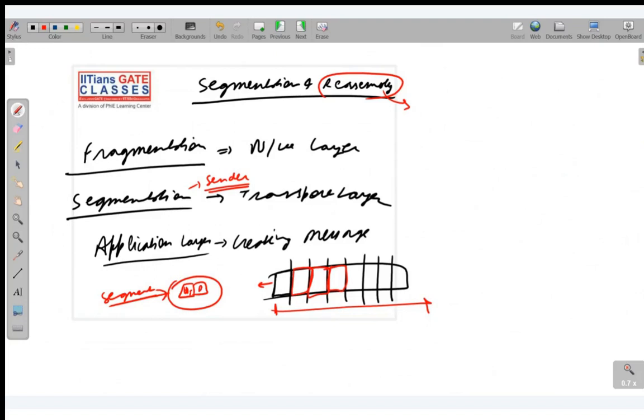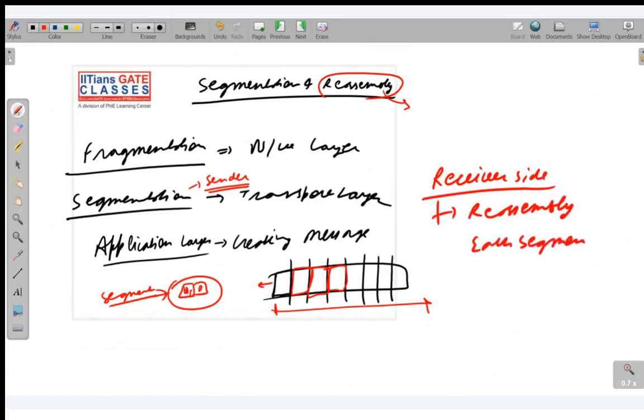So segmentation is done at the sender side, and reassembly is done at the receiver side. How is reassembly done? Each segment has a segment number. From that number, the receiver will know this is the first segment, this is the second segment, this is the third segment, and so on. It will combine them and do reassembly. I hope you have got the point.